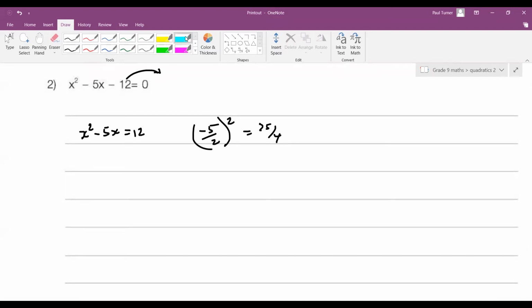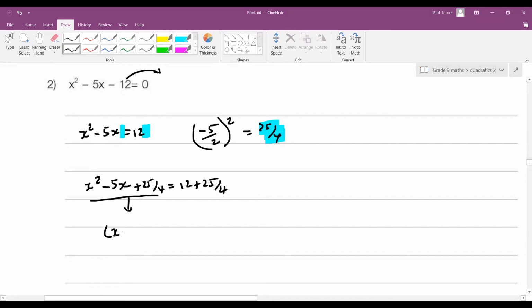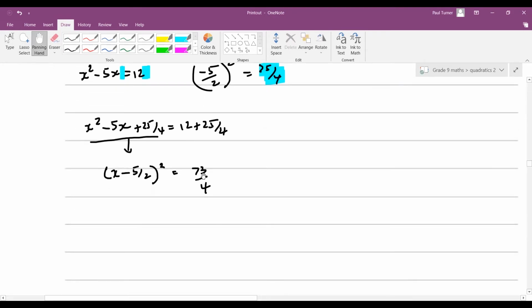So then we put that number back in to our equation here and here, both sides, to keep the equation balanced. So then you've got x squared minus 5x plus 25 on 4 equals 12 plus 25 on 4, like that. So then this here would be a complete square. So you'll get x minus the square root of this number, 5 on 2, all squared, equals 12 plus 25 on 4 is 73 on 4. Here, I'm just shorthanding that. You can put that in your calculator and get the answer.